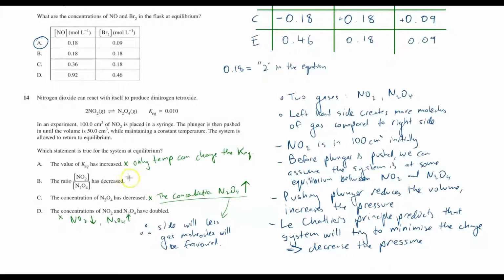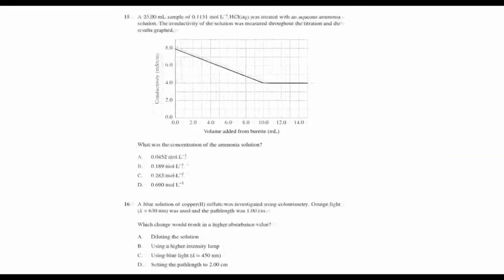Therefore, coming back to option B, we can see that this is the correct answer. As the nitrogen dioxide numerator goes down and the dinitrogen tetroxide denominator goes up, this value will decrease. Going to the next page, we have questions 15 and 16.